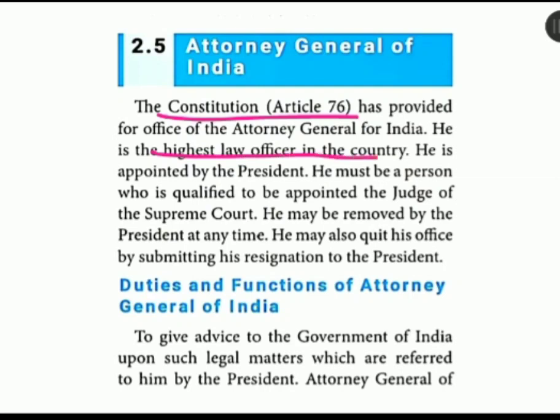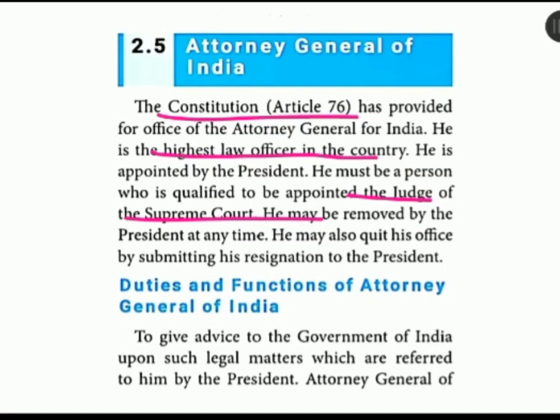Who is appointing the Attorney General of India? The President has the power to appoint the Attorney General of India. Then this person must be qualified to be a judge of the Supreme Court. Who can remove him from the post? The President has the power to remove him from the post.